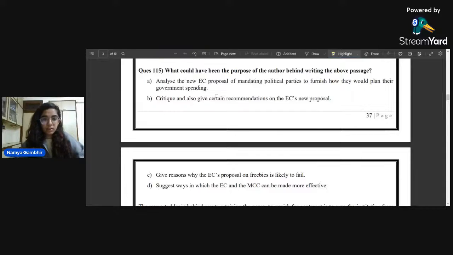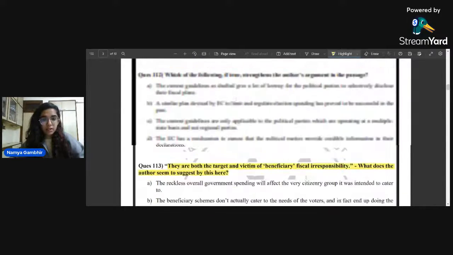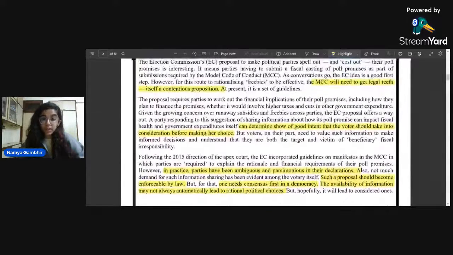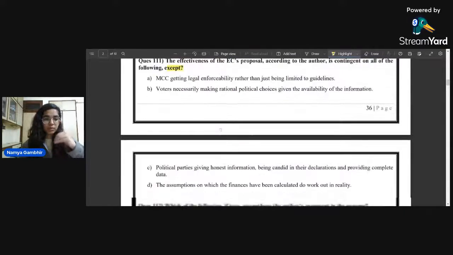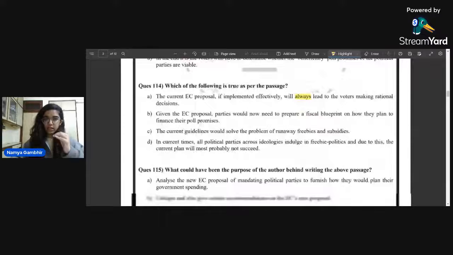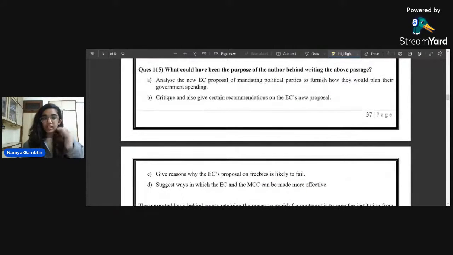If we go back to the passage, we actually see that the author is not only critiquing, but he is also giving certain suggestions: that it should have legal teeth, or the proposal should become enforceable by law, but you need consensus and all those sorts of things. So he's also recommending certain things. The second option goes one step ahead, and if we contrast both options, then B is more suitable than A. So we can eliminate A for now and we would stick with B.